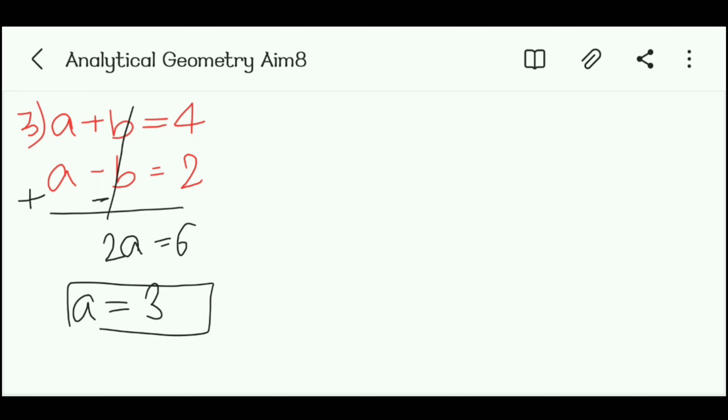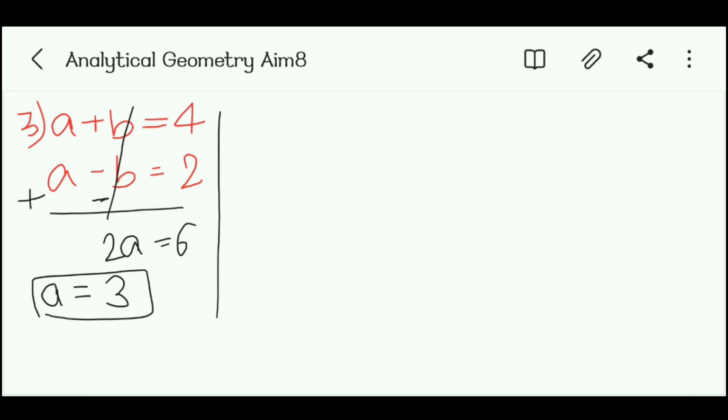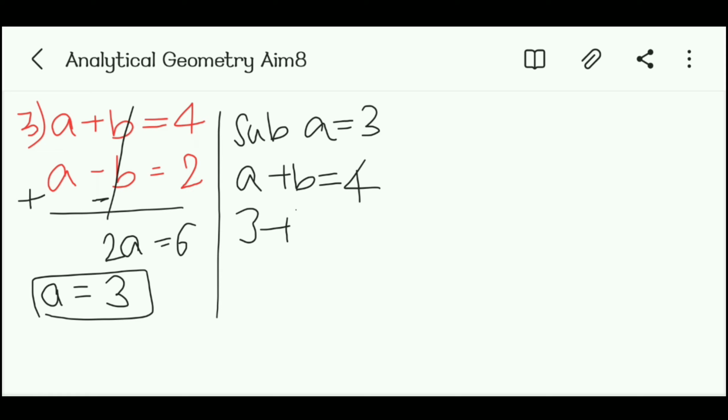Now in any of the equation you can substitute the value of A. Now I am substituting this. A is equal to 3 in 1, that is A plus B is equal to 4. I will substitute, suppose. Now 3 plus B is equal to 4. Now B is equal to 4 minus 3, which is 1. Suppose if A is 3, then B is 1.